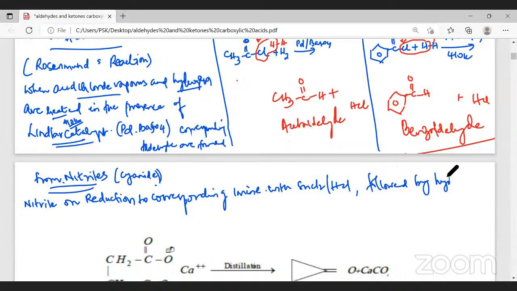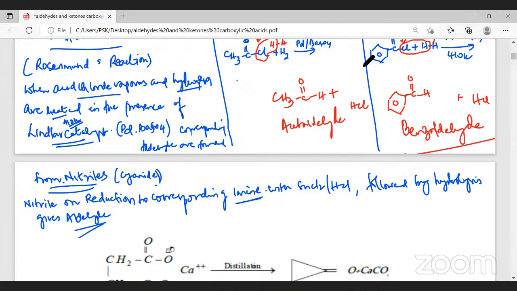Followed by hydrolysis gives aldehydes. See, it is a two-step reaction. This is not a single-step reaction. The first step is reduction of nitrile to imine. What is this imine? We will learn. After that, we have to hydrolyze this.